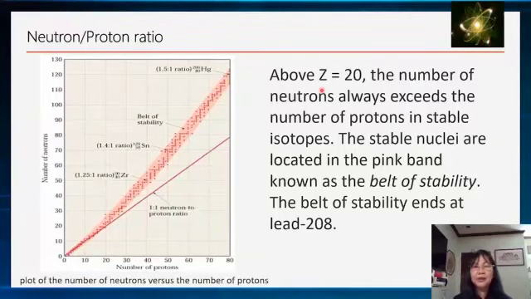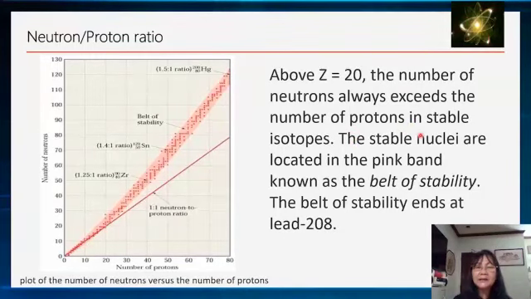So above atomic number equal to 20, above that, the number of neutrons always exceed the number of protons. Okay, so element 20 is calcium, and there are a lot of isotopes that would be having a number of neutrons that are greater than the number of protons, but they are stable as well. So lower than atomic number 20, isotopes here are mostly stable.